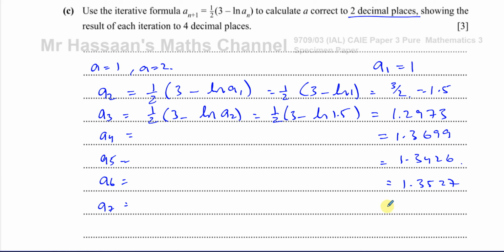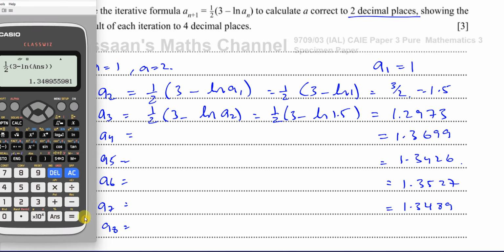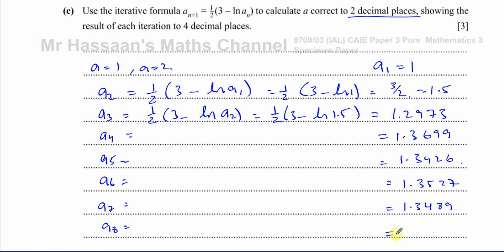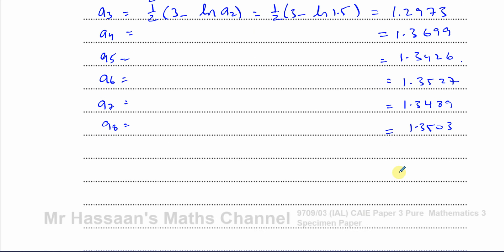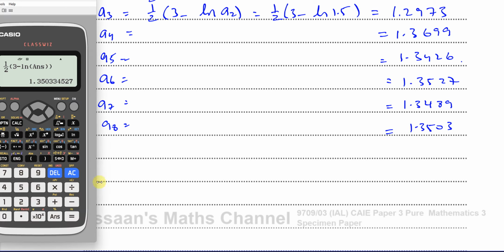1.3489, which is also, to 2 decimal places, 1.35. So it's seeming to settle down at 1.35. We can try it a few more times. 1.3503. It looks like it's going to be 1.35 to 2 decimal places. We can again just make sure. Let's do one more time.